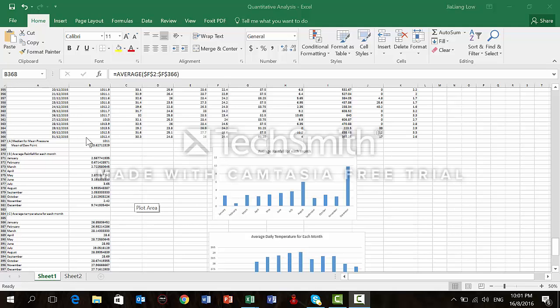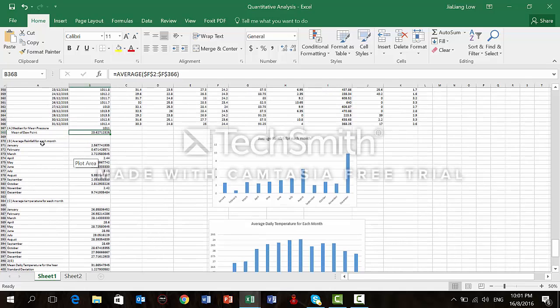So for question 1, they asked for the median for mean pressure, so I use the equals median function that Excel has to offer to calculate the median of the mean pressure. And for the next one, they ask for the mean of dew point, therefore I use the average and calculate.